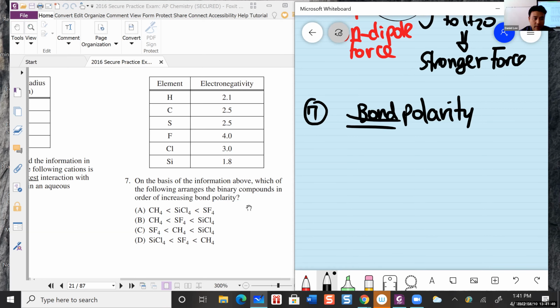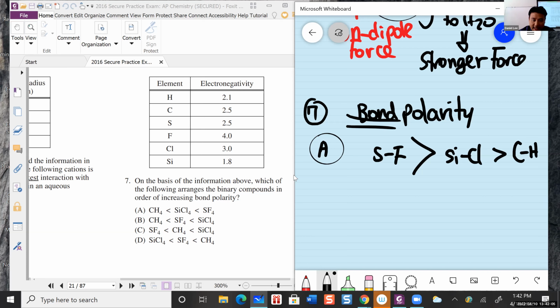All right, so you look at the difference in electronegativity. The answer is A, because S and F is the most different than Si and Cl, than carbon and hydrogen. So if you look at S and F, S is 2.5 and F is 4.0. So the difference is 1.5.